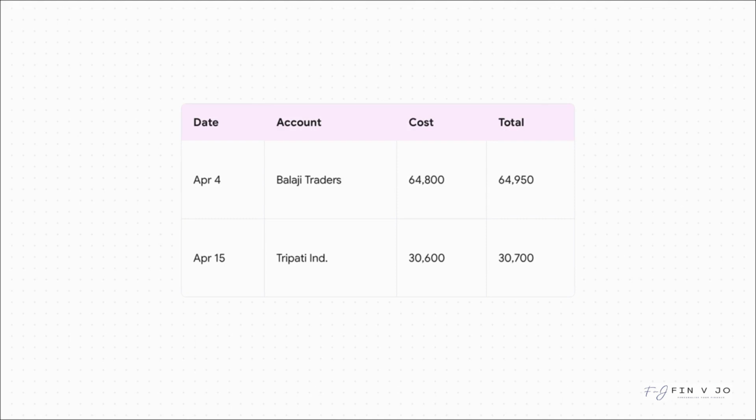First, on April 4th, we bought goods on credit from Balaji Traders. The goods cost $64,800 plus $150 for freight, bringing our total to $64,950. Then, a little later on April 15th, we did the exact same thing with Tripathi Industries, $30,600 in goods, $100 in freight, totaling $30,700. So our subsidiary book has perfectly captured the names, the dates, and the exact amounts. But how do we actually get this over to the finish line?